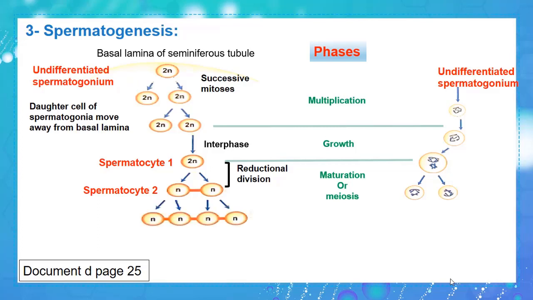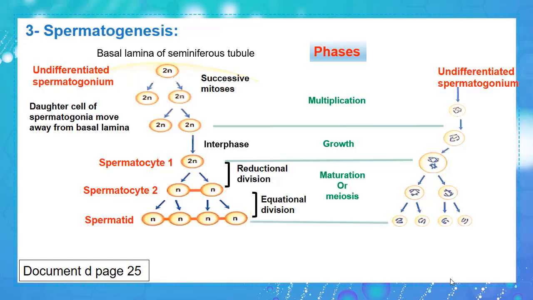Now, spermatocyte 2 in turn undergoes the equational division to produce 4 spermatids. In an equational division, there is no change in the number of chromosomes, so spermatids, just like spermatocytes 2, have N chromosomes, but in an equational division, the separation of the sister chromatids of a chromosome occurs. That's why spermatids have chromosomes with individual chromatid only. The whole meiosis refers to the maturation phase of spermatogenesis.